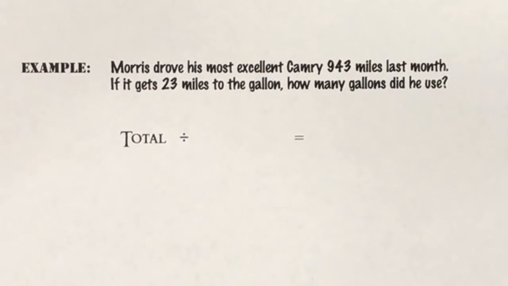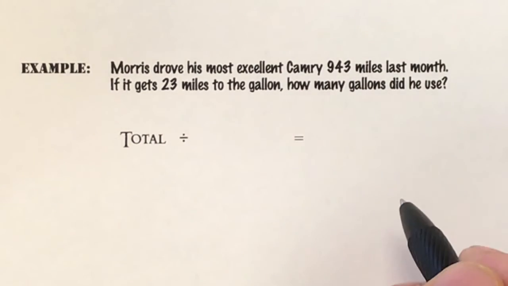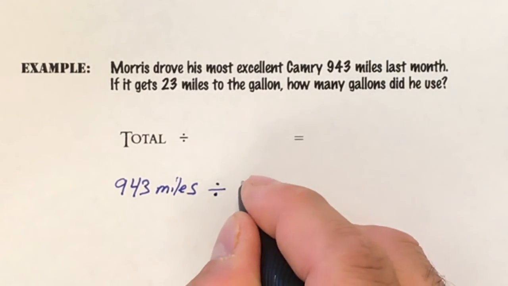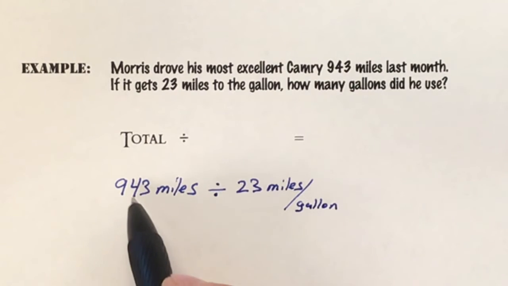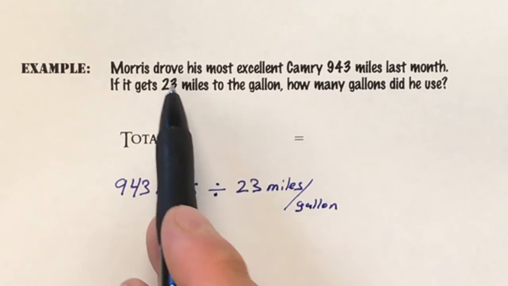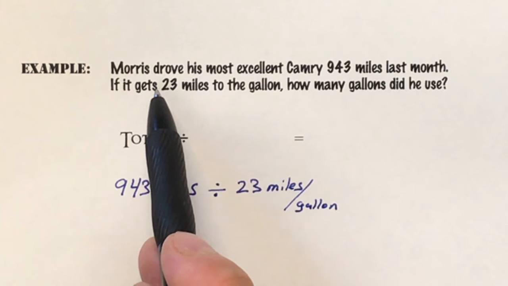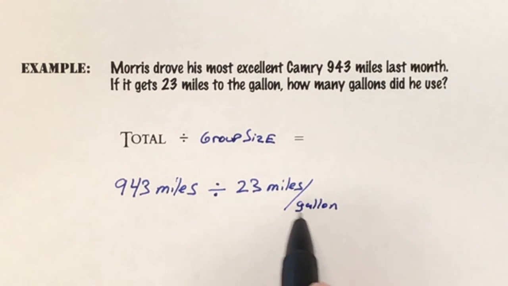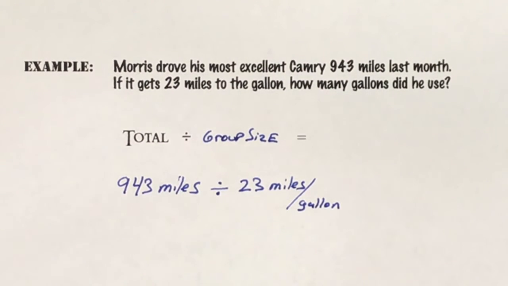All right, so I'm just going to tell you this. 943 miles, that's the total number of miles that he drove. Well, what that means is that we're going to divide by 23. Now, I've already given it away, 943 miles, that's the total. Then 23 miles has to be either number of groups or group size. 23 miles per gallon. What do you think that is? If you said group size, you're absolutely correct. 23 miles for 1 gallon. That's a group size, that's the distance you can drive on 1 gallon of gas.